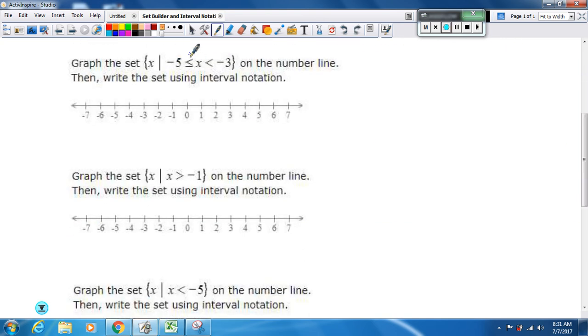Okay, -5 is going to have a closed circle because the inequality is underlined. -3 is going to have an open circle because the inequality is not underlined. The variable is in the middle, which means you draw in the middle. So for interval notation, you want to decide what your symbols are first, whether you're using brackets or parentheses. Remember, you're going from left to right. So closed and then open. Closed is brackets, open is parentheses. The numbers, you put them in order, -5 and -3, and that one is finished as well.